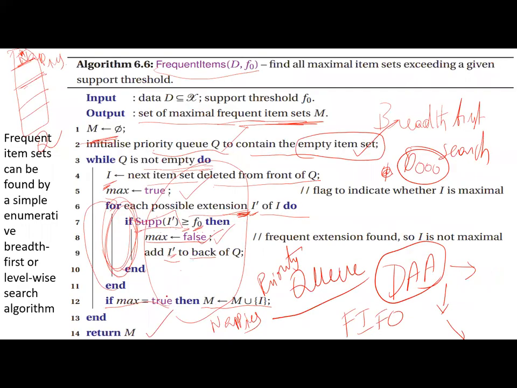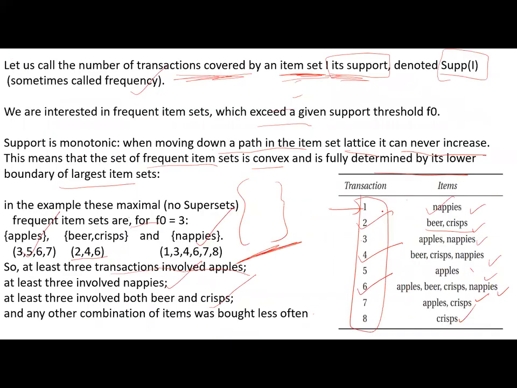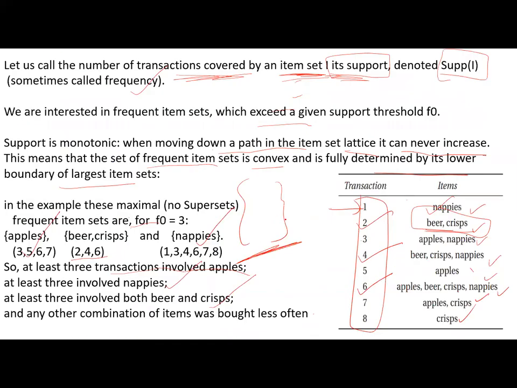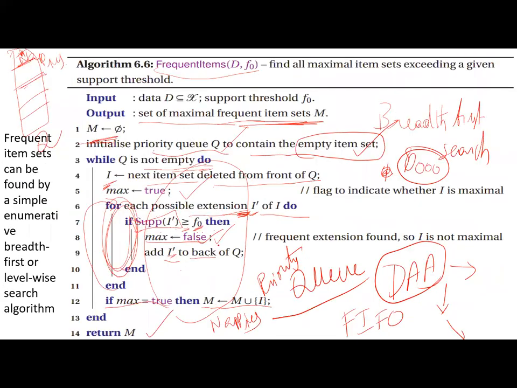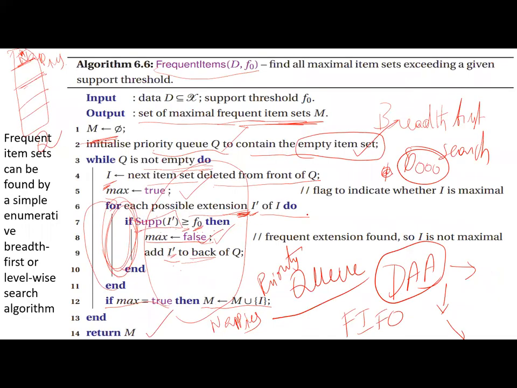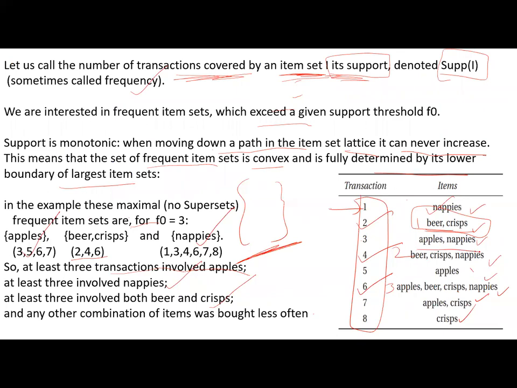And then it goes again. It goes to the second item called beer crisps. Beer crisps, we have beer crisps 1, 2, and 3. So this also, max becomes false and this is added into the queue. Beer crisps. And then next one is apple nappies. Apple nappies, how many are there? This is 1, this is 2.